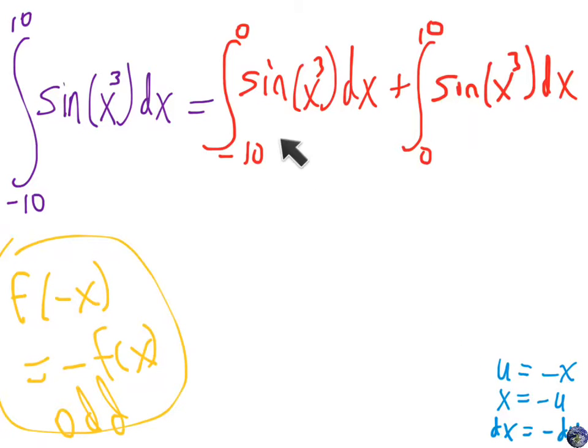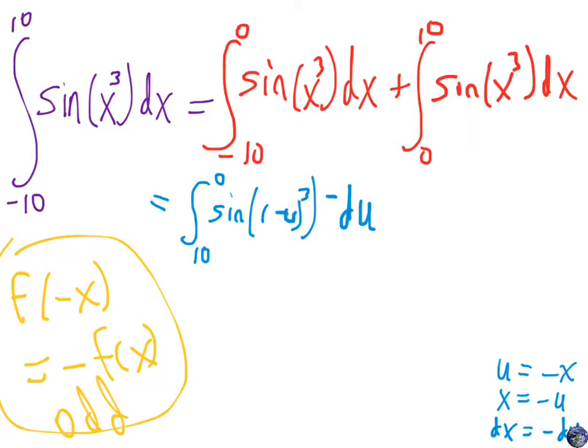So let's go ahead and substitute and replace all the x's with u's in this top one. Notice that when we do this, we have to change the bounds. Before, x was negative 10. Well, if x is negative 10, that means u is a negative negative 10. In other words, it's 10. Up here, the x was 0. That means u is equal to the opposite of 0. Well, that's still 0. Then we had to replace x with negative u. So instead of x cubed, it's negative u cubed. And then the dx, we replace that with negative du.